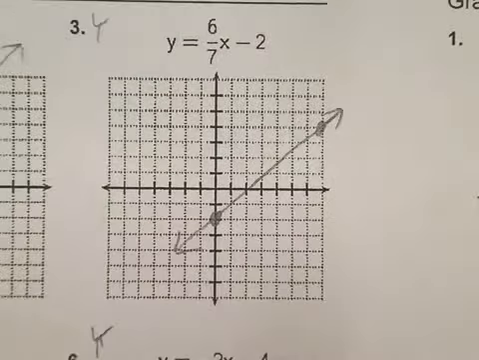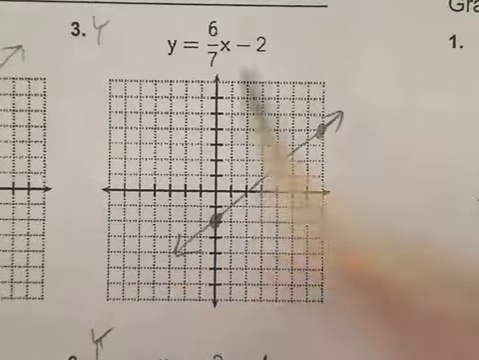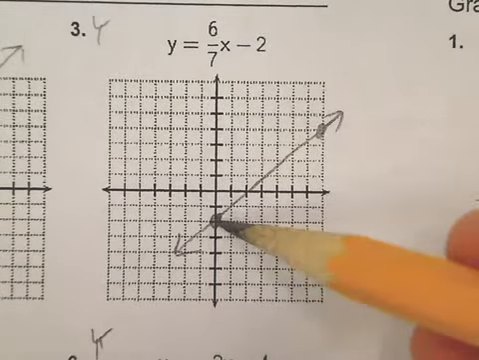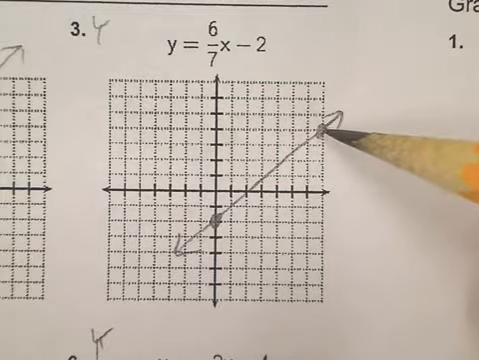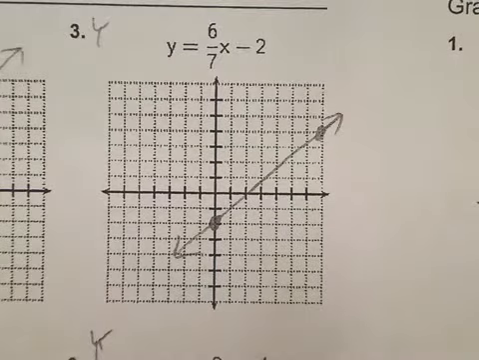And then over here, this was a negative 2 at the end, so I went down 2, and then up 6 and over 7 for that second point there. Okay, so that is my line for 2 and 3.